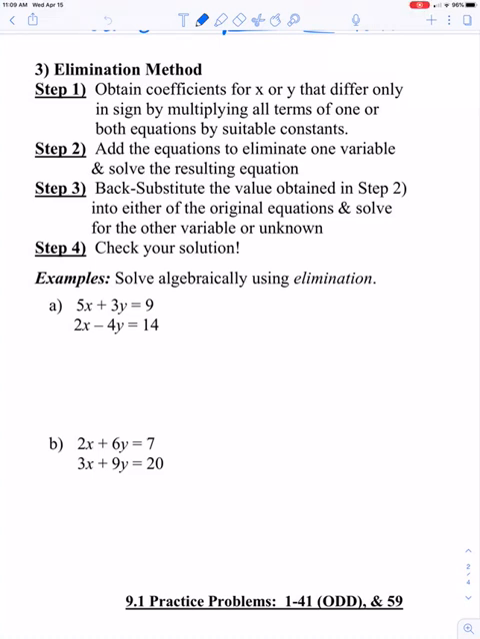All right, moving on. Let's look at our next two examples. We're going to continue solving systems of linear equations with two variables, but this time we're going to look at what we call the elimination method. So our goal in solving a system is to get our equation down to one variable.